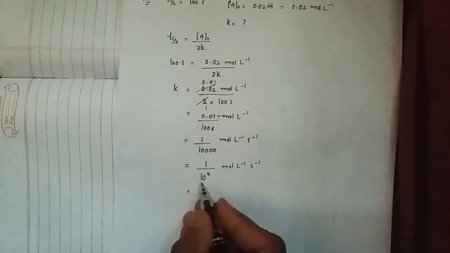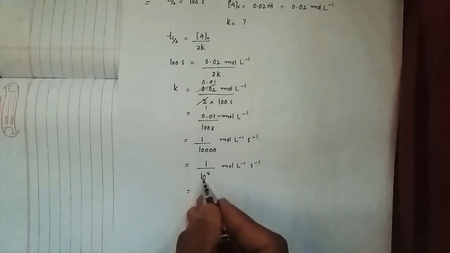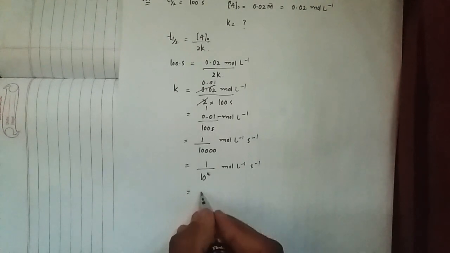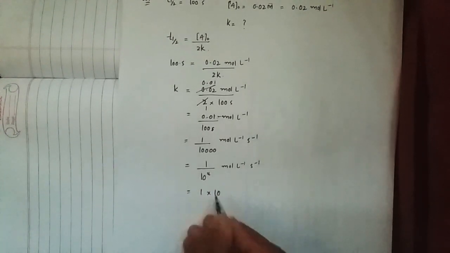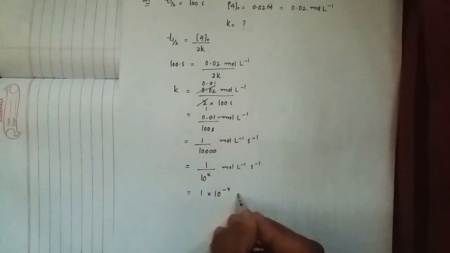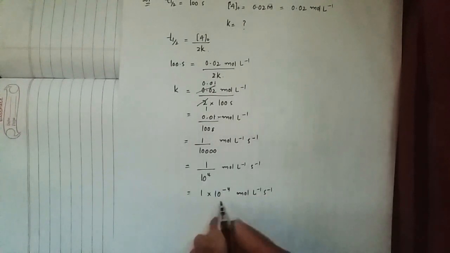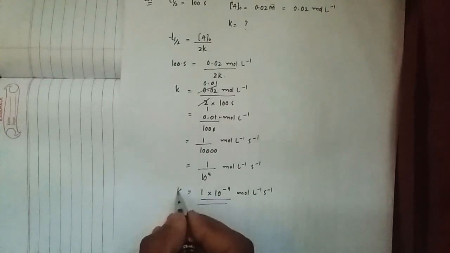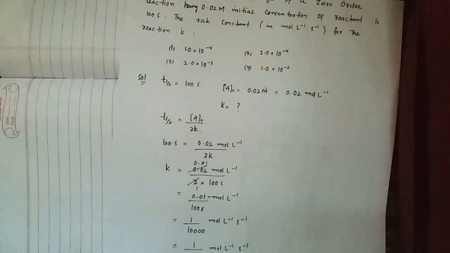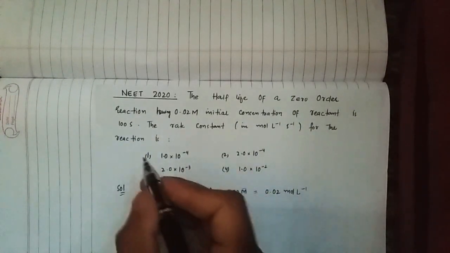This will be equal to, when we shift this 10 to the power 4 to the numerator, 1 into 10 to the power minus 4 moles per liter per second. And this is the answer of our question. And which option is it? It is option number 1.